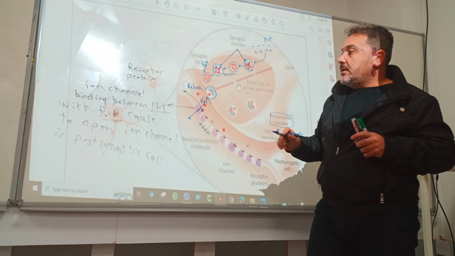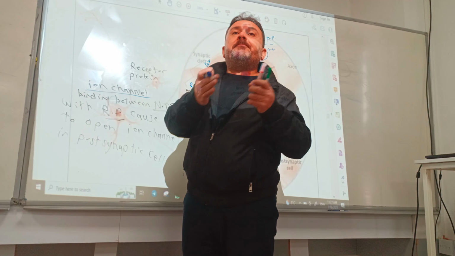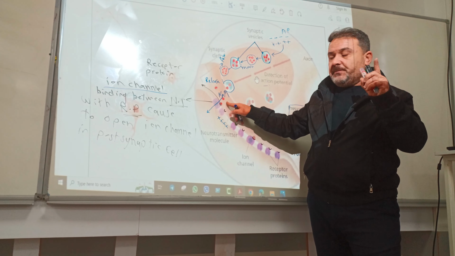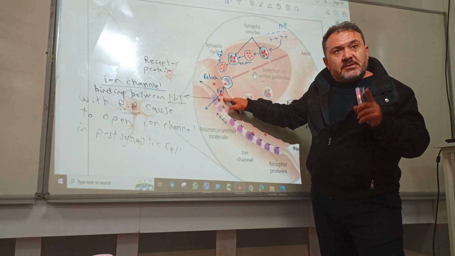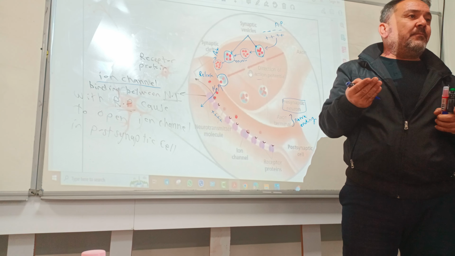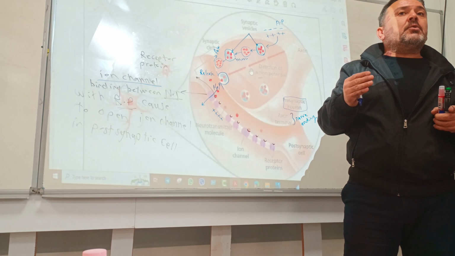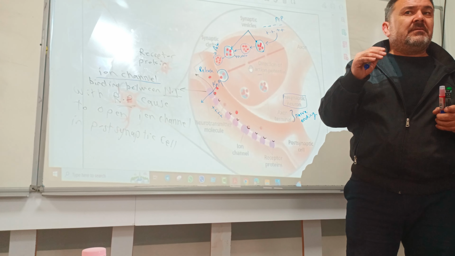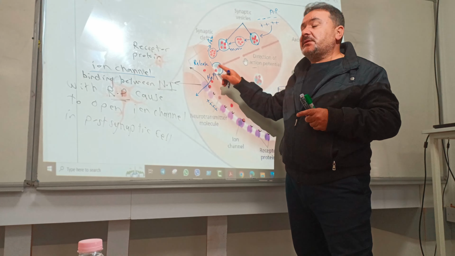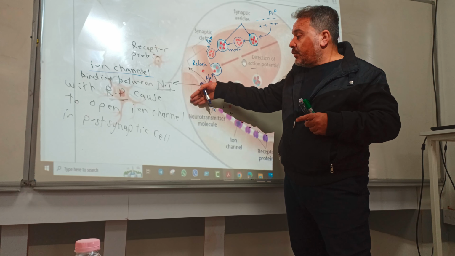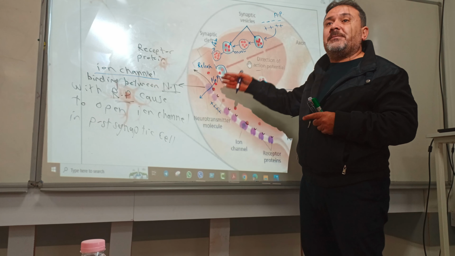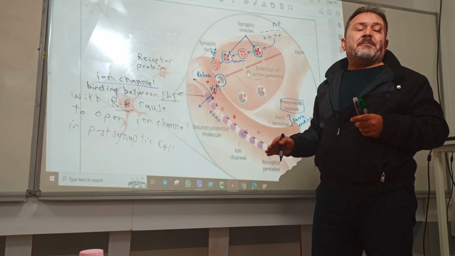Here we have two options. This ion channel may be positive or negative. Pay attention, listen to me. If this neurotransmitter opens a negative channel, allowing negative ions to move to the second cell, the second cell becomes more negative, so the action potential will terminate and communication does not occur between post and pre.